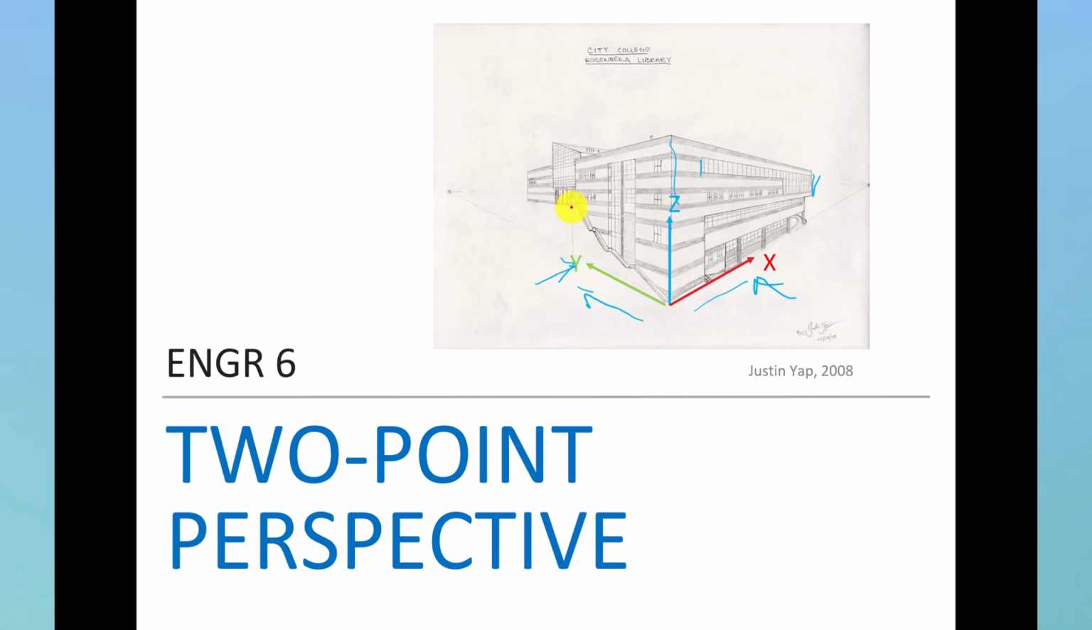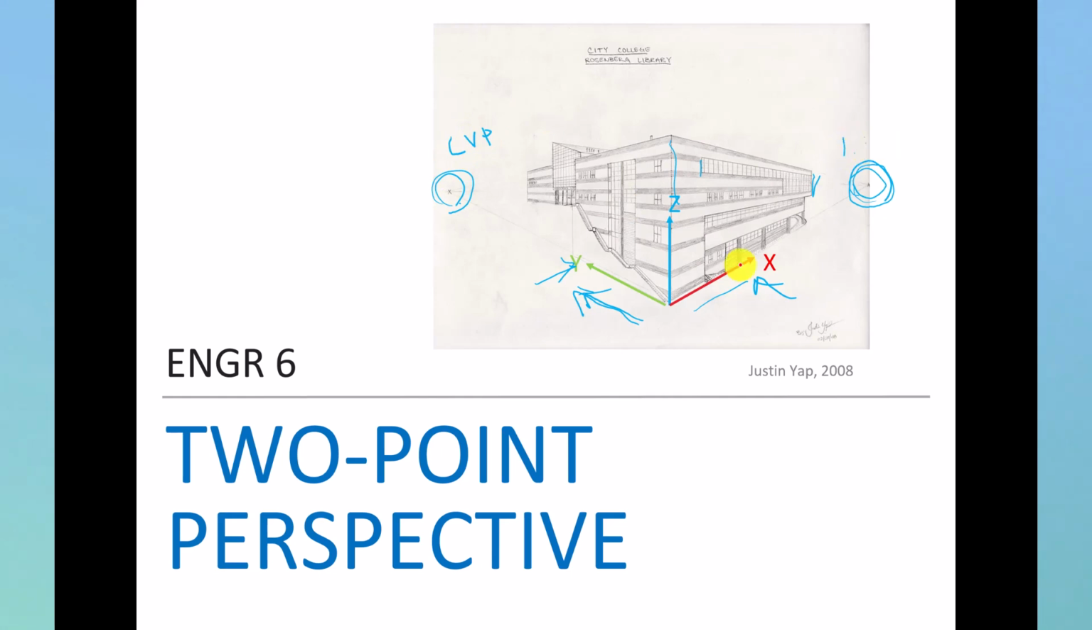They're going to be all pointing to either vanishing points. So any lines that are parallel to x direction will converge to the right vanishing point. Any lines that are parallel to y direction are going to converge to the left vanishing point. So this is a left vanishing point, and this is right vanishing point.